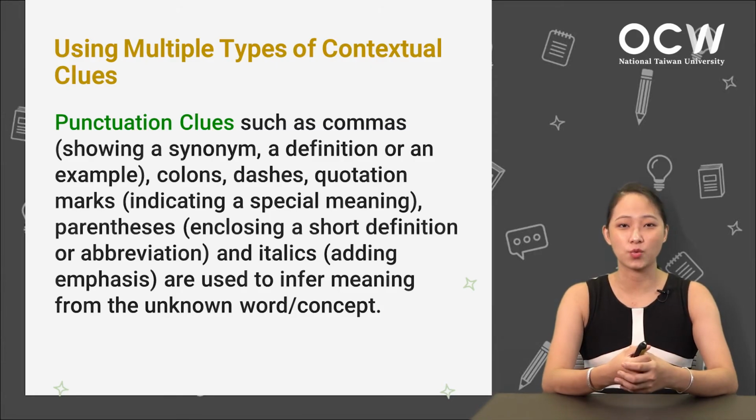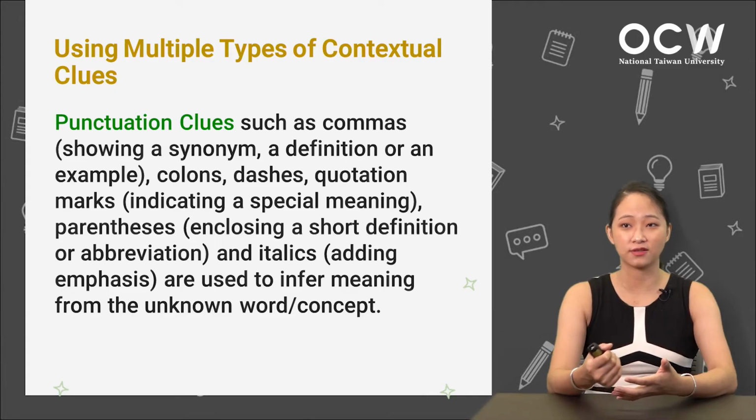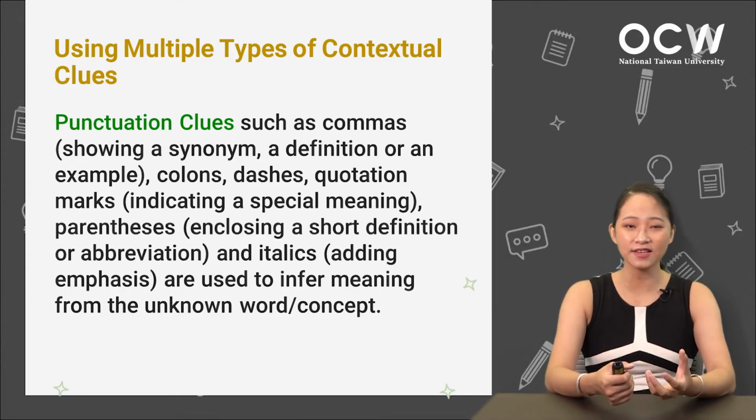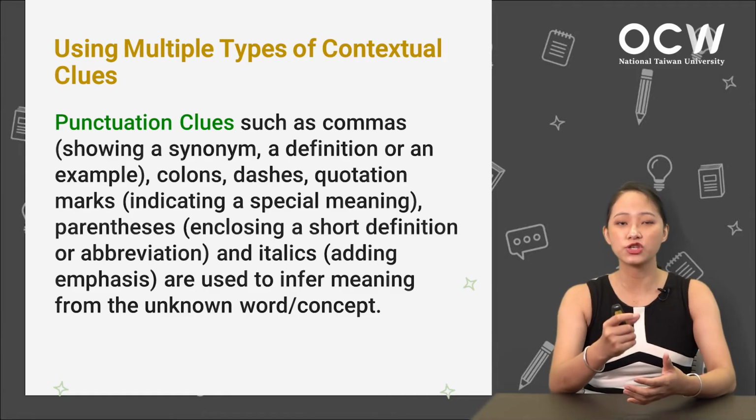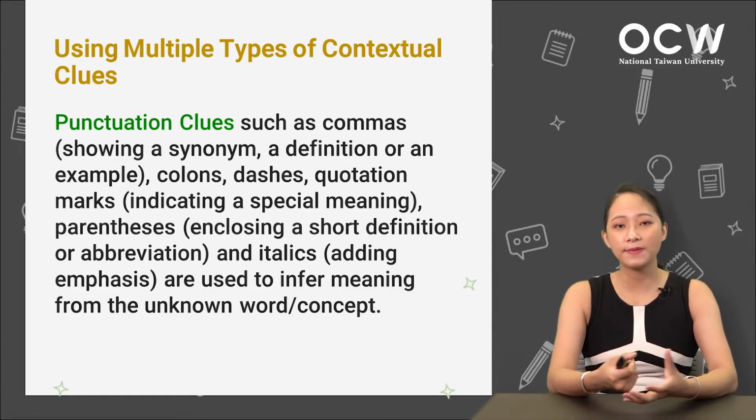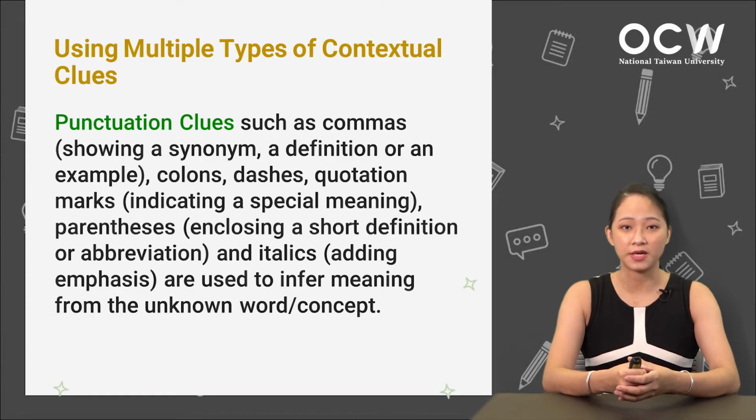Next, we're going to talk about punctuation clues. Punctuation clues use things such as commas, colons, dashes, etc., or even parentheses or italics to mark something special that the author wants to emphasize. You may be able to use that to infer meaning of new or unfamiliar words or concepts. These punctuation clues serve more than the function of separating sentences or meaning chunks. They also imply the meaning or definition the author is trying to convey. A lot of the time we will see that certain words are italicized, put in parentheses, or even placed in quotation marks. So let's look at some examples.